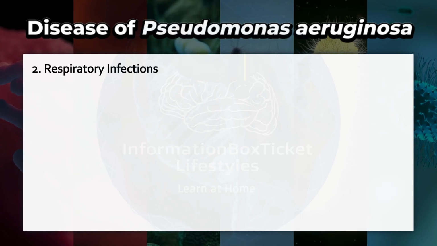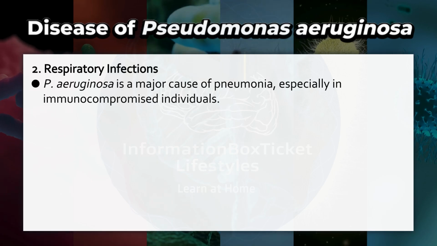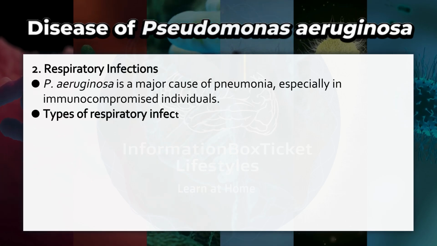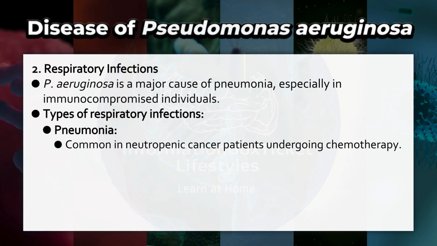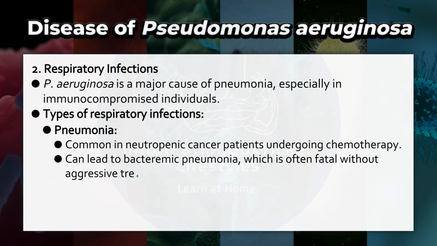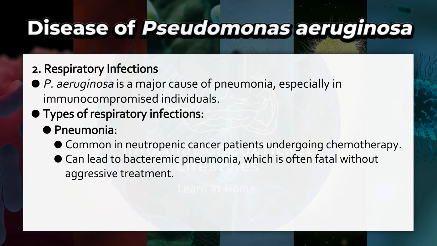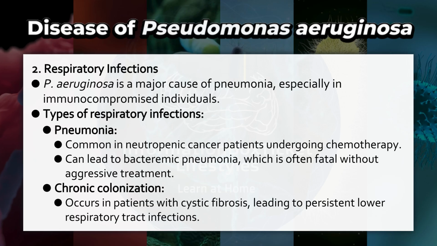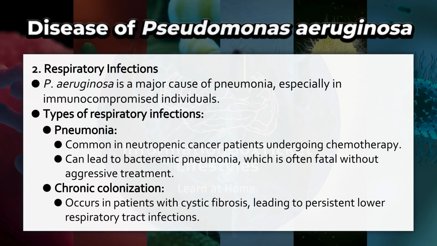2. Respiratory infections. Pseudomonas aeruginosa is a major cause of pneumonia, especially in immunocompromised individuals. Types of respiratory infections: pneumonia, common in neutropenic cancer patients undergoing chemotherapy, can lead to bacteremic pneumonia, which is often fatal without aggressive treatment. Chronic colonization occurs in patients with cystic fibrosis, leading to persistent lower respiratory tract infections.